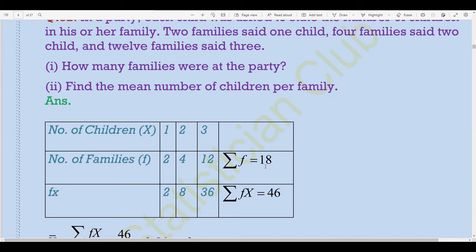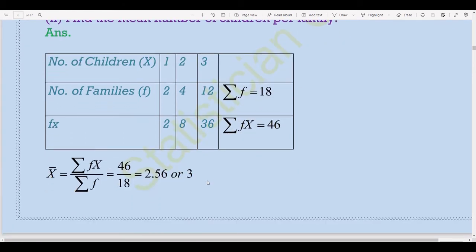Means 18 families participated in the party. And our next task is to find the mean number of children per family, the average children each family has. Now we calculate its mean. So this is grouped data, so we calculate it with the help of the direct method.